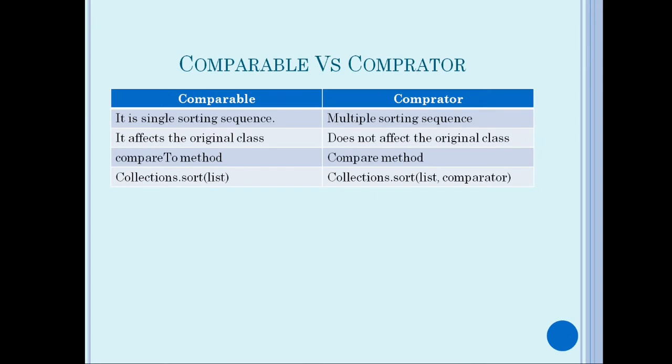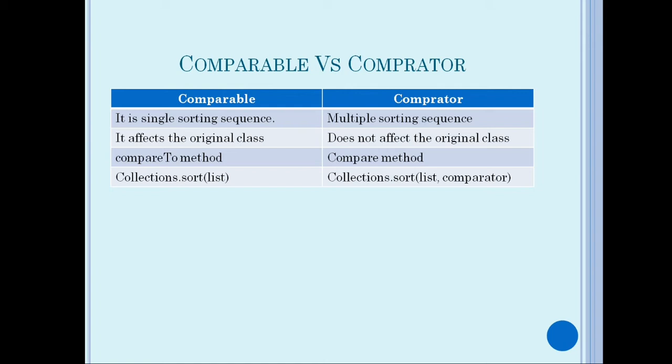Just a rough look at comparable and comparator, what is the difference, and we'll see more in a demo. Comparable is a single sorting sequence. You define it once in your model or your object class, and then it remains the same. It affects the original class because you need to make changes to that class, since it implements comparable and you need to override the compareTo method. To use it, you say Collections.sort and pass the list which you want to sort.